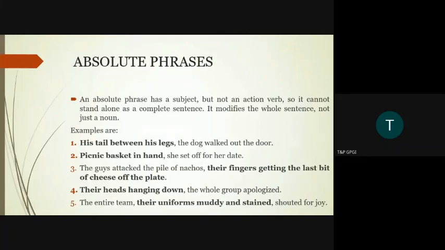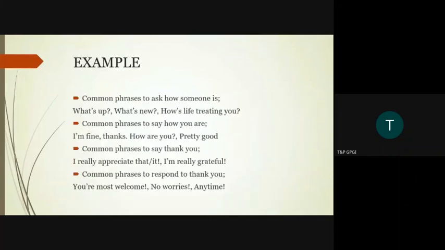So for example, his tail between his legs, the dog walked out the door. Okay, that's the phrase which you can use. Or picnic basket in hand, she set off for her date. All right, so these were a few examples of the phrases.